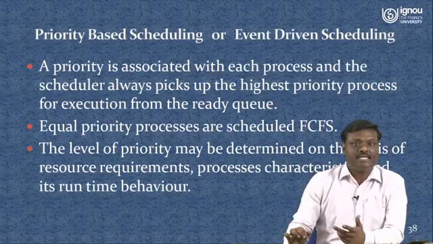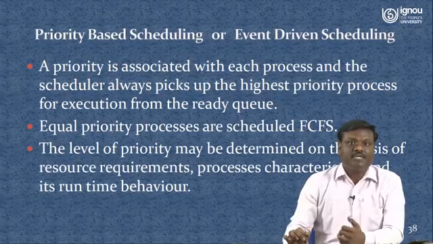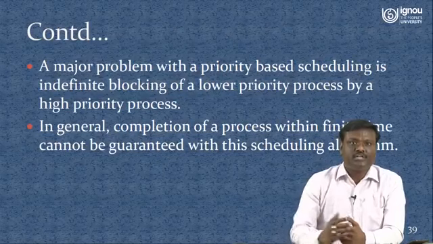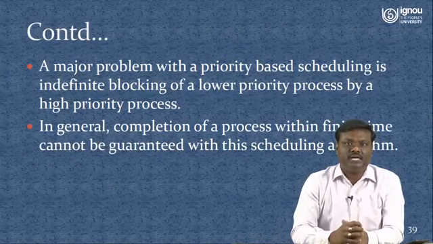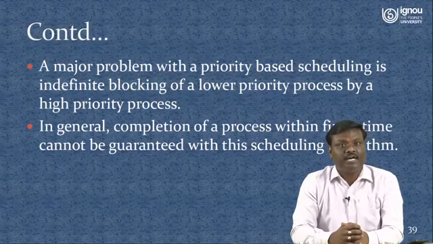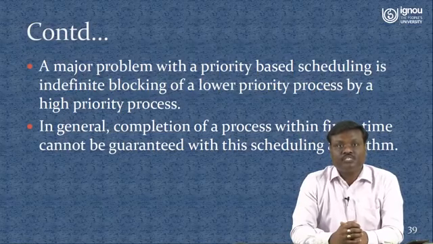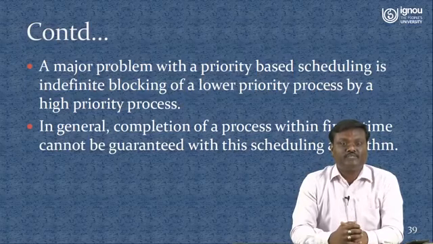A priority is associated with each process, and the scheduler always picks the highest priority process from the ready queue for execution. A major problem with priority based scheduling is indefinite blocking of a lower priority process by a high priority process. This happens obviously. Why? Because if there are several higher priority processes, the lowest priority processes will get less attention, and we don't know when the CPU comes.